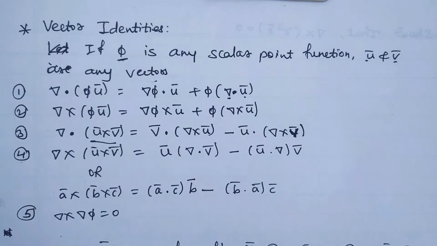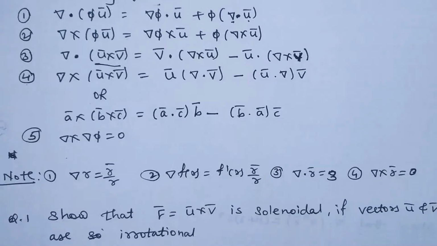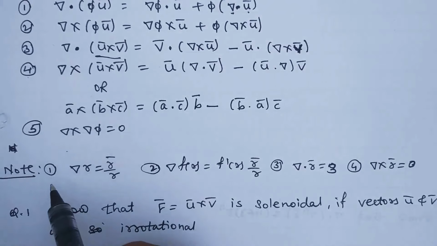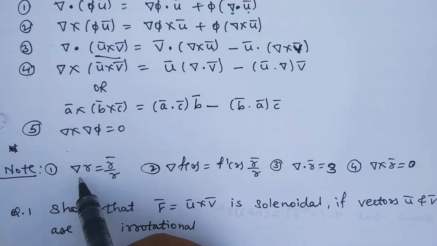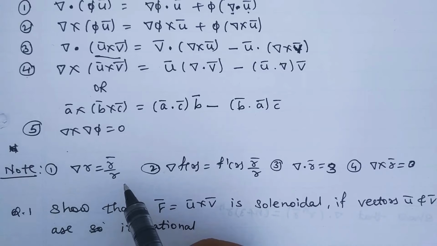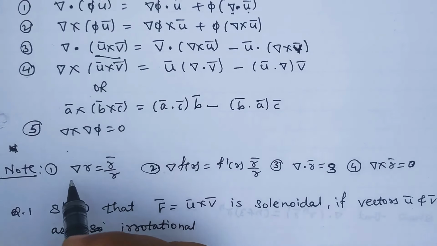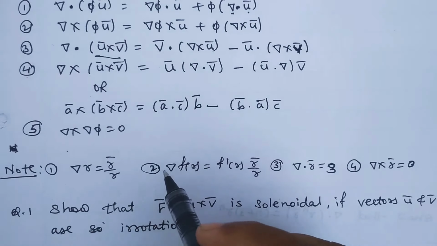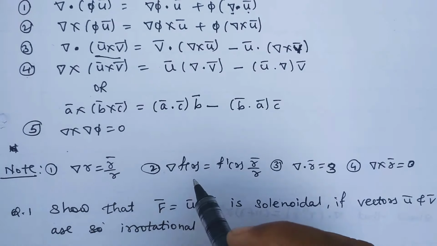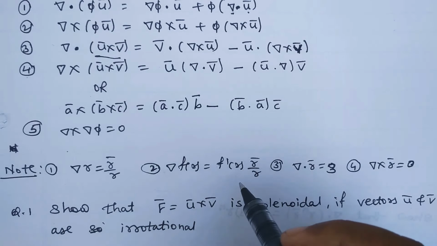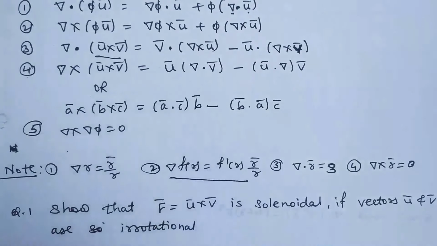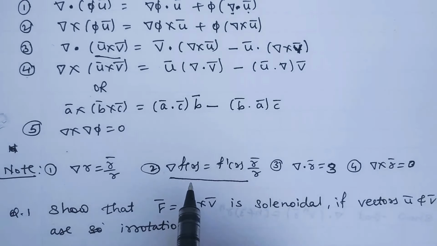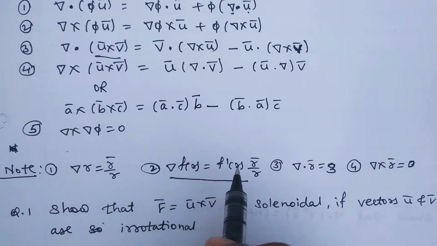Before solving different examples, we just note down the important things that we learned in the previous lectures. We already learned that del r is equal to r bar upon r. In the examples of gradient we already calculated this. The second, del of f of r is equal to f dash of r into r bar upon r. We already proved this in the gradient examples.